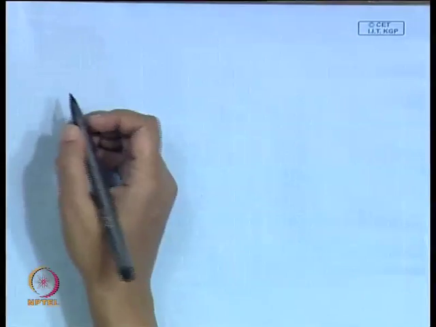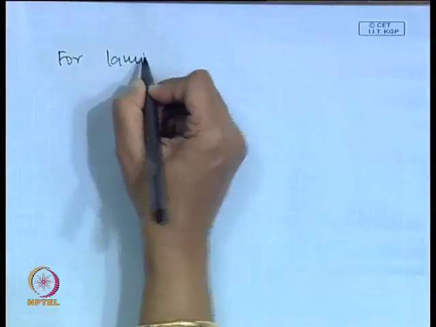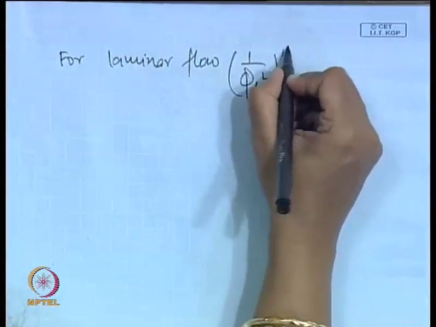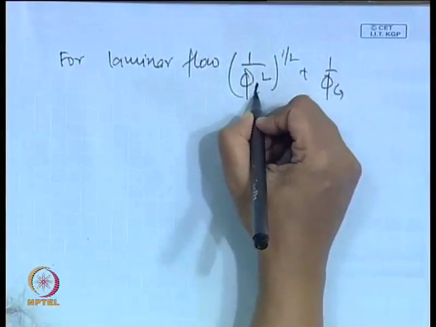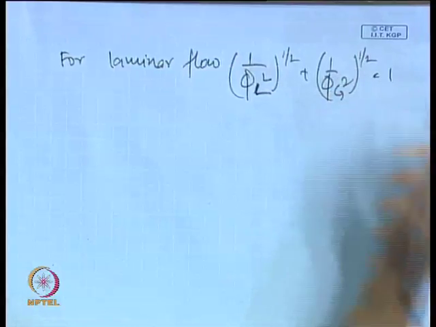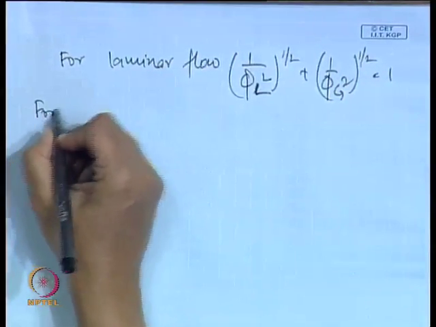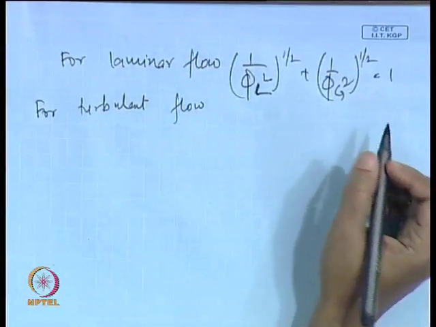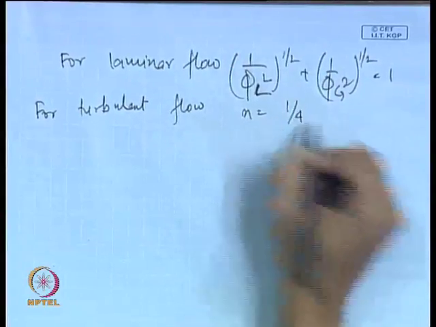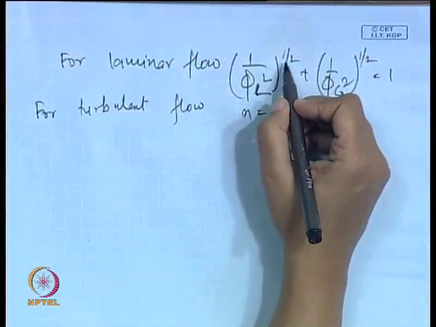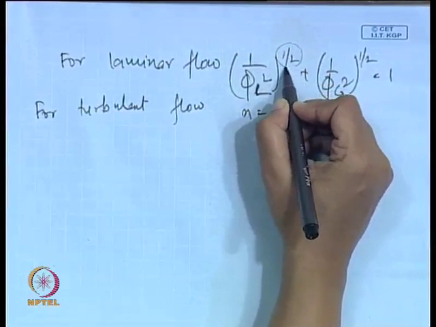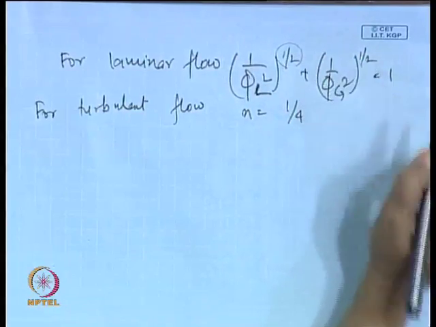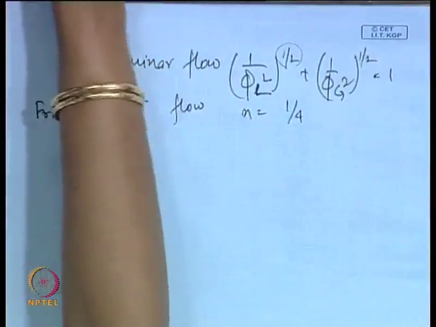So, for laminar flow, what have we arrived at? We have found that for laminar flow, 1 by phi L square whole to the power half plus 1 by phi g square, these are all capital, is equal to 1. And for turbulent flow, we have to find out, n equals 1/4, isn't it? So, there we have to find what this particular coefficient will be such that 1 by phi L square whole to the power something plus 1 by phi g square whole to the power something comes to be equal to 1. Okay.